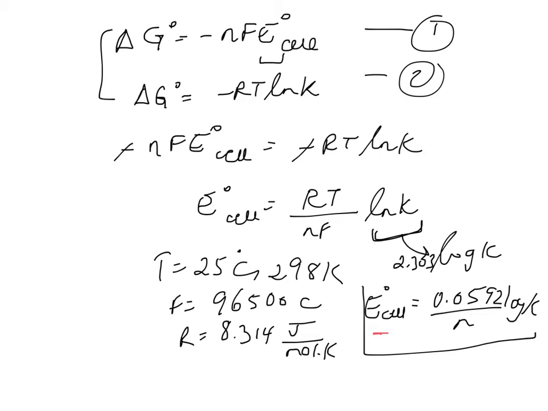So if we are able to calculate E0 cell, given information about the E0 for the electrodes, we should be able to determine that pretty easily, and determine the value of K. And so we would be able to comment on how the equilibrium is going to proceed.